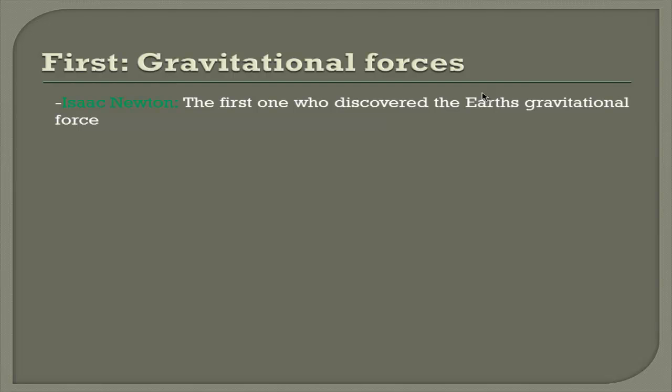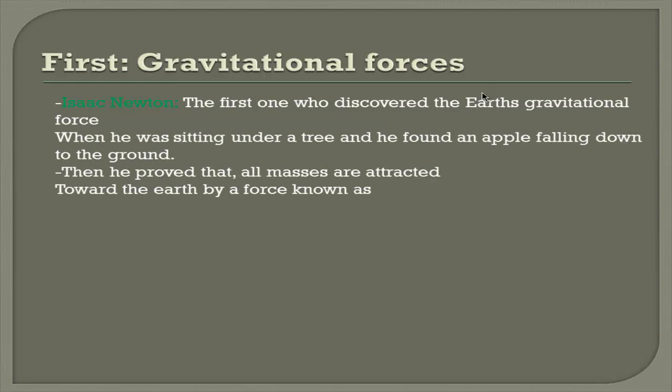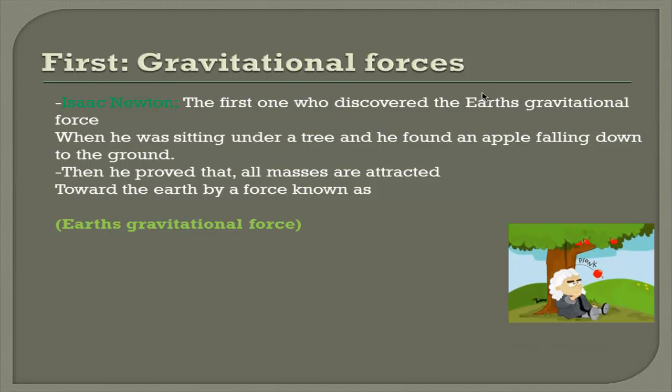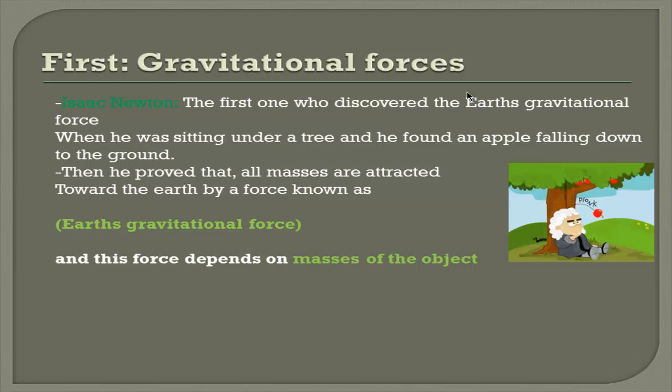The scientist Isaac Newton was the first one who discovered the Earth's gravitational force. When he was sitting under a tree, he found an apple falling down to the ground. Then he proved that all masses are attracted to the Earth by a force known as Earth's gravitational force. And this force depends on the masses of objects.